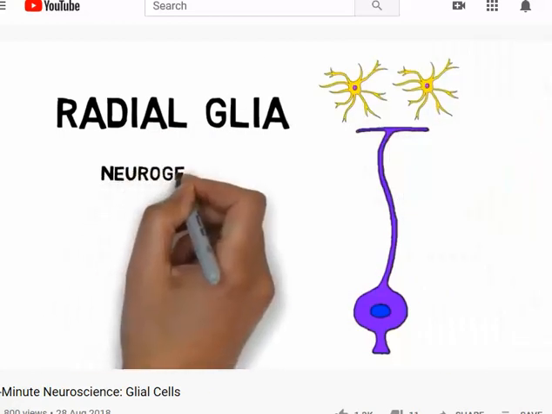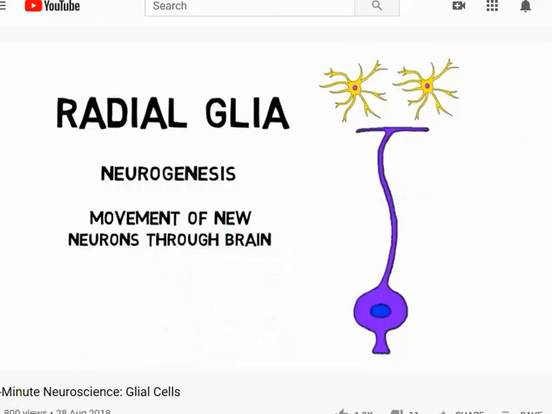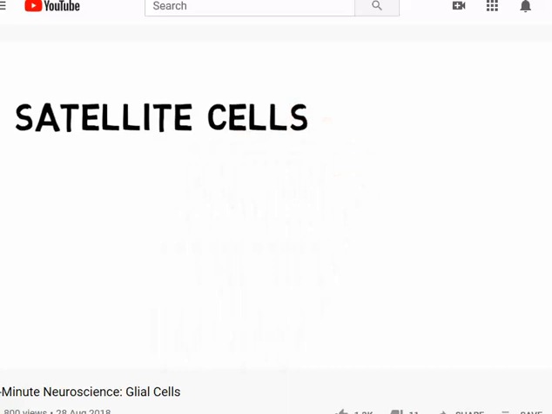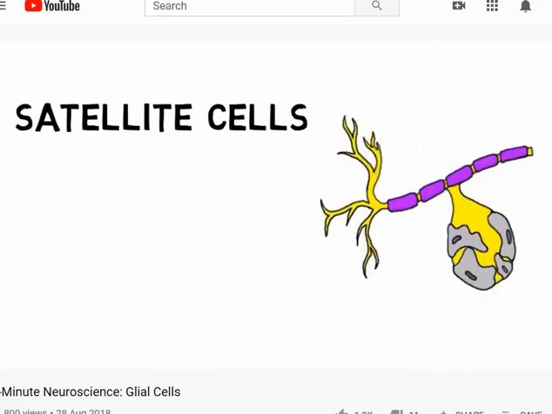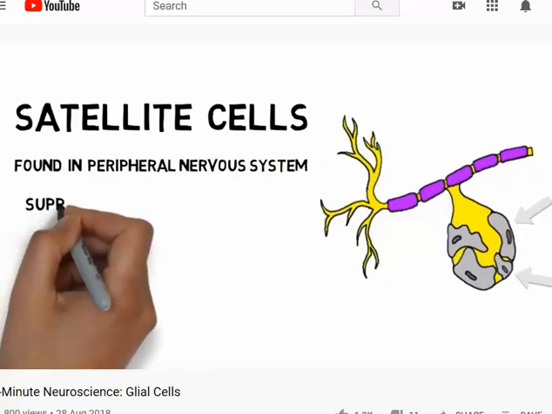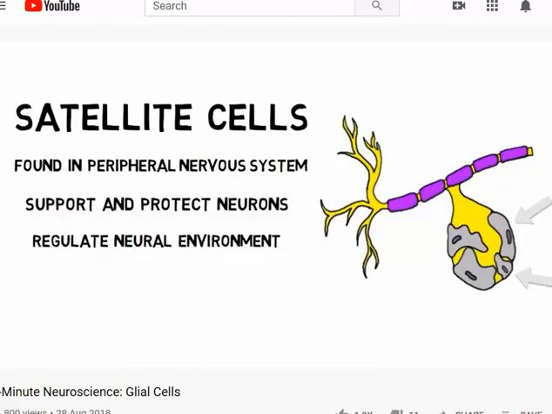Radial glia are involved in neurogenesis and neural development. They can give birth to new neurons and also serve as a scaffold along which new neurons can travel from their site of origin to their final destination in the brain. Satellite cells surround neurons in some parts of the peripheral nervous system, playing a protective and supportive role. Although their role is not fully understood, it is thought they might be involved with regulating the neuronal environment of some peripheral nervous system neurons.